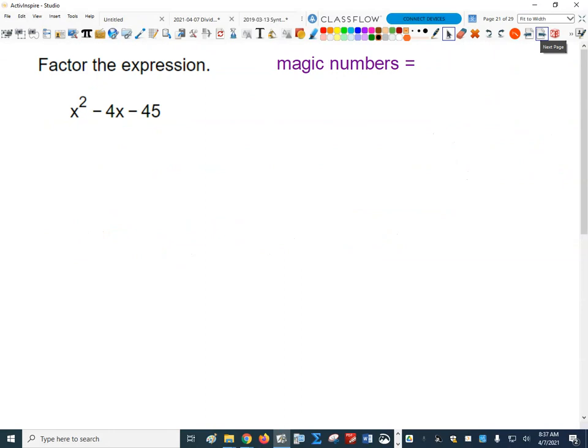So what about this one? A is equal to 1, right? So we know that if this thing factors, it's going to have to fit this template. We can start there, right? So my magic numbers this time, they would have to multiply to what?